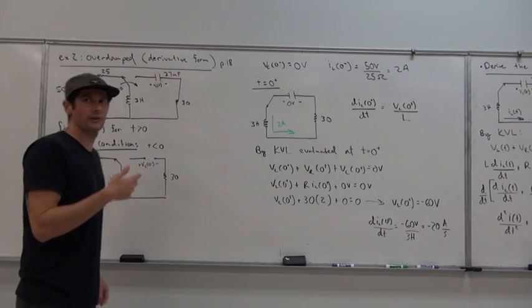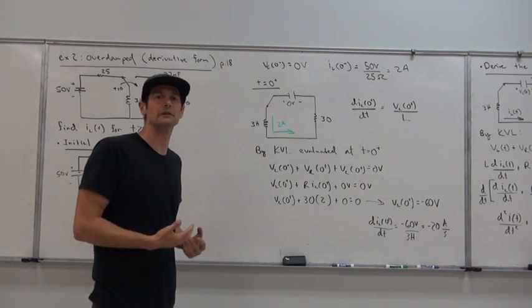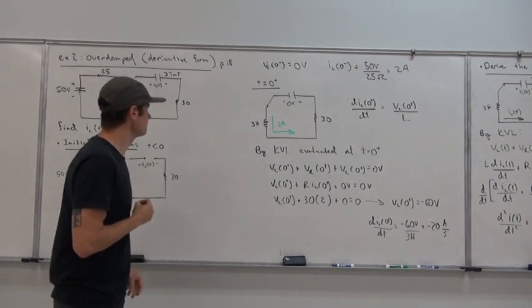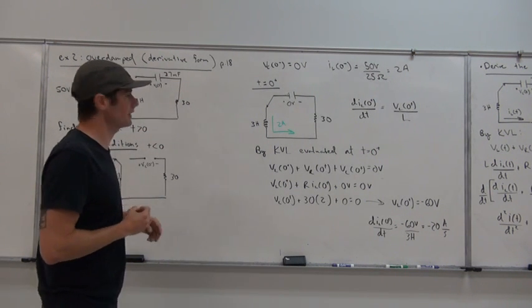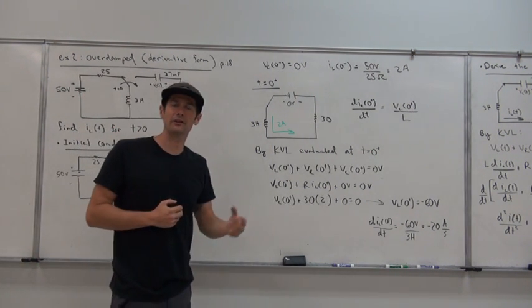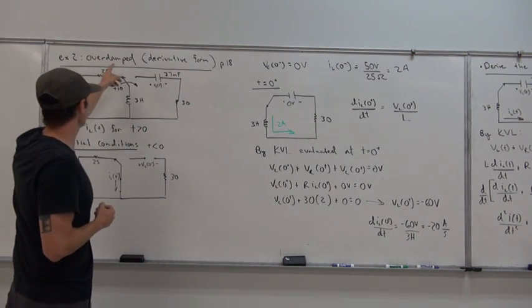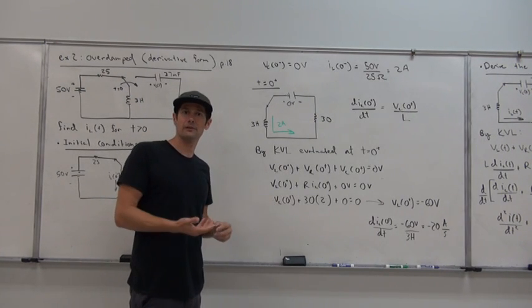In continuing on with our discussion and examples of solving linear dynamic systems with differential equation methods, we're going to look at page 18, example 2, and see an overdamped case, and also how we're going to look at that overdamped case when we're looking at the derivative form of the differential equation.